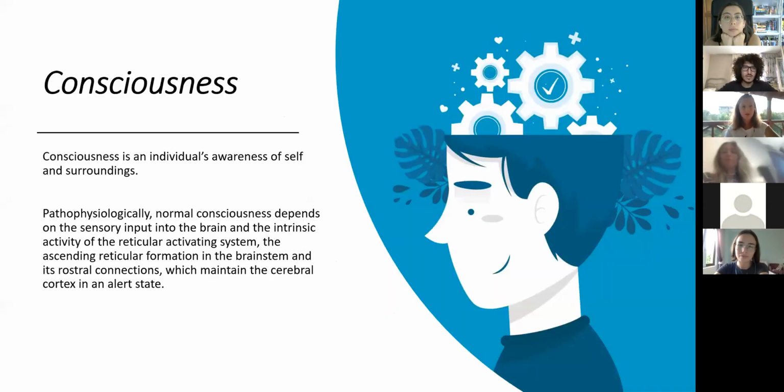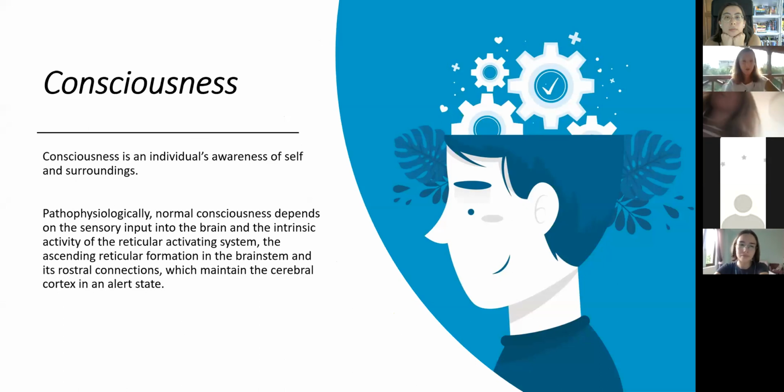Consciousness, in the vocabulary meaning, means an individual's awareness of self and surroundings. But when we check it pathophysiologically, it depends on the sensory input into the brain and the intrinsic activity of the reticular activating system. So it's about the descending reticular formation in the brainstem and its rostral connection, which maintain the cerebral cortex in an alert state.